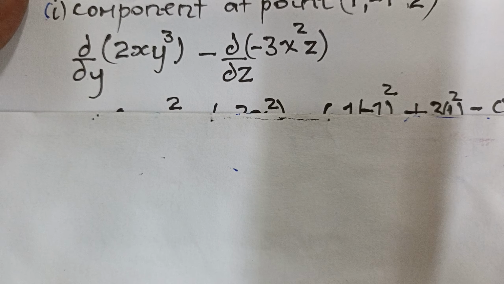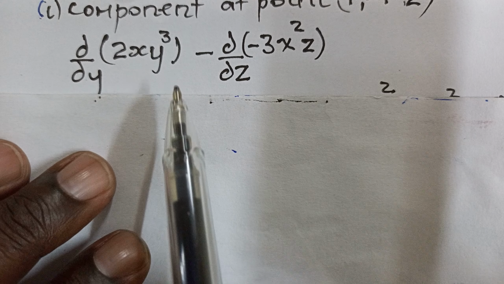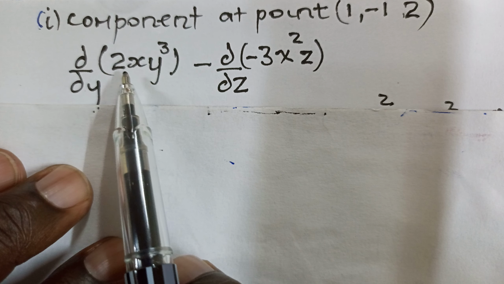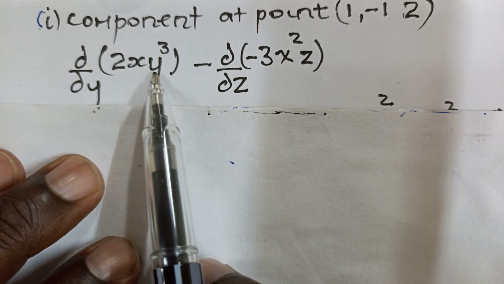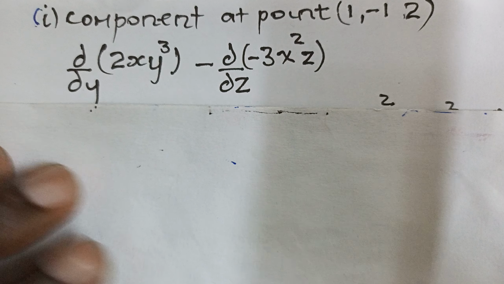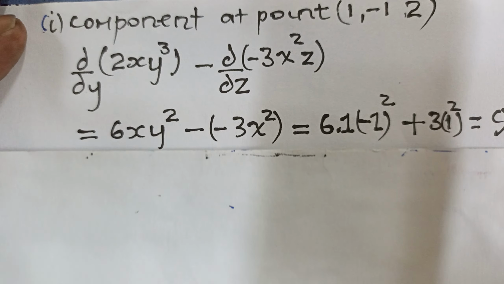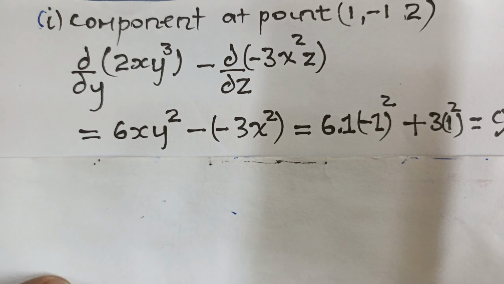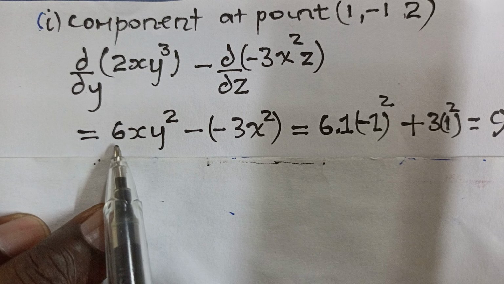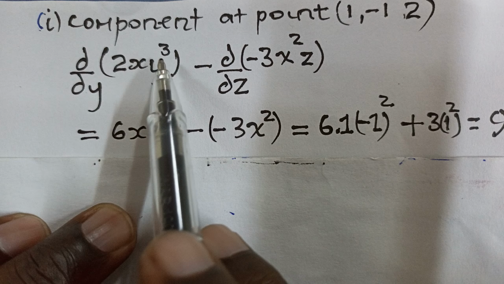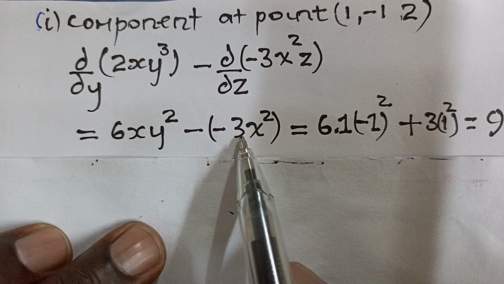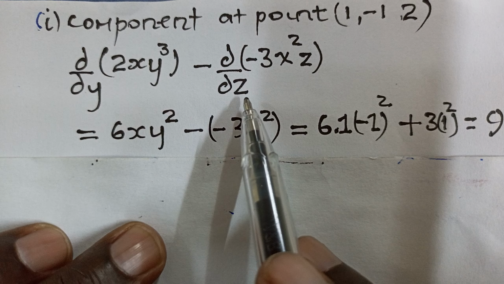This is what we are now doing. As you can see, we have those figures right here. So we now find the partial derivative of 2xy cubed with respect to y, and we find this one with respect to z. So guys, when we do that, this is what we are going to find. We are going to have this with respect to y shall have 6xy squared, because this 3 will come here and we are left with the 2 there. Then minus 3x squared with respect to z.